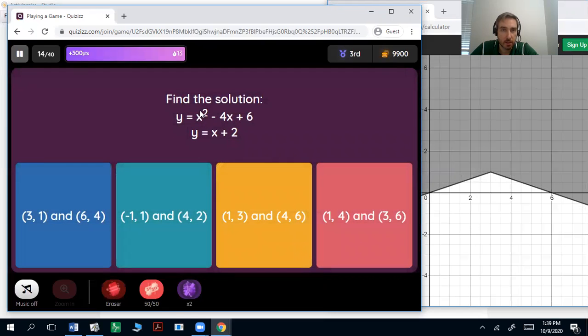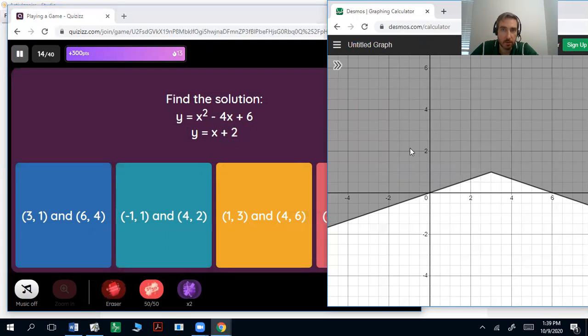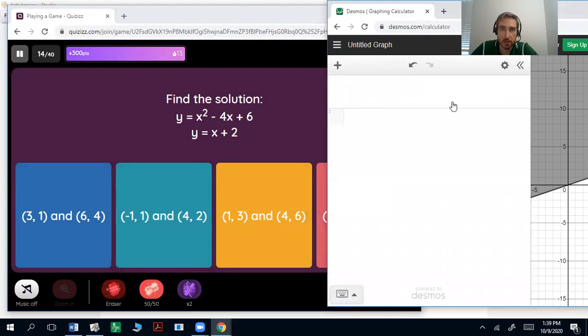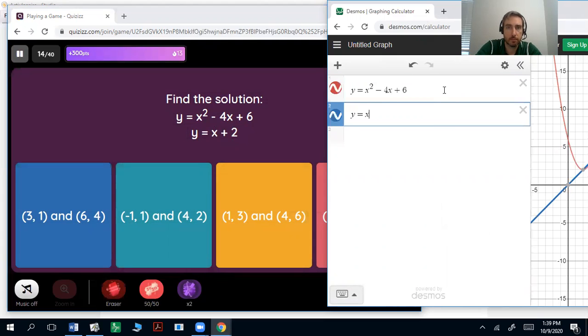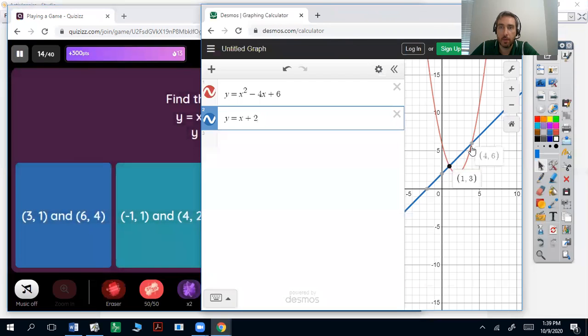Okay, find the solution. y equals x squared minus 4x plus 6. y equals x plus 2. Graph them, see where they cross. This one's probably the quickest one on this whole thing. 1, 3, and 4, 6.